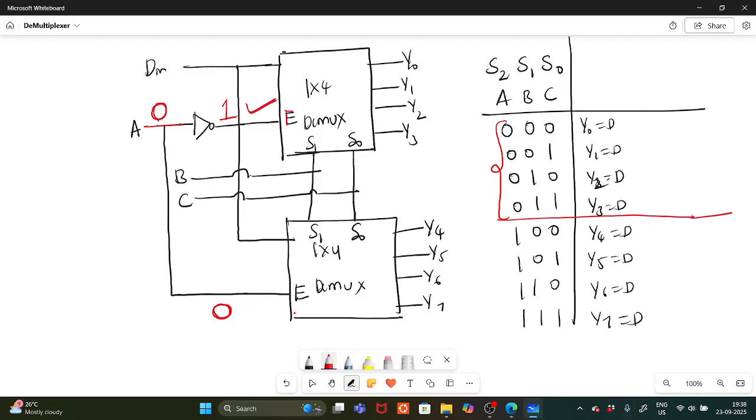Okay, and this DeMux will be in the inactive state. So only these outputs, Y0 to Y1, you will get, depending on the selection lines. When it is 0, 0, the input is connected to Y0.